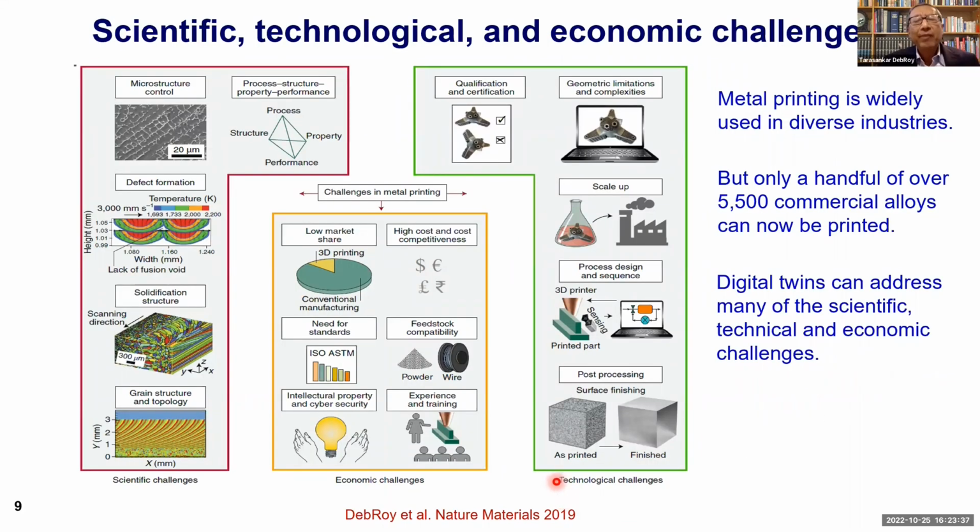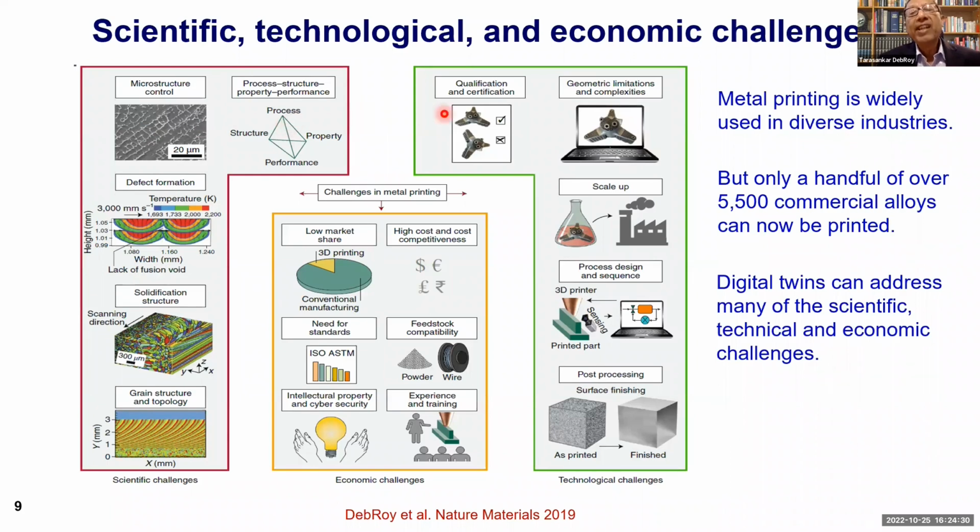So the challenges we face can be divided into three categories: scientific challenges, technological challenges, and economic challenges. I'm going to show you some of the challenges in each category. Process, structure, property, performance relationship is what we do in materials science. And the goal is to control the microstructure, defect formation, the morphology of the solidification structure, and grain structure. All of these are at play.